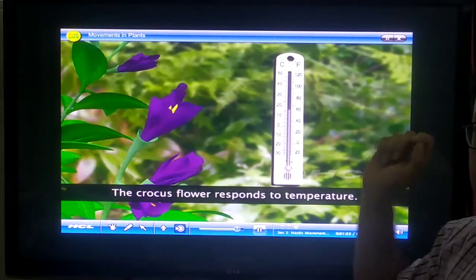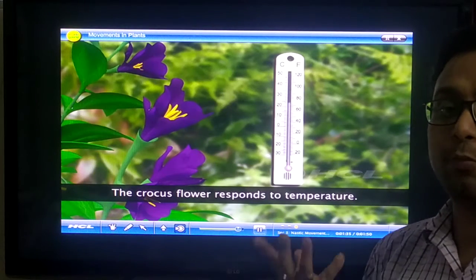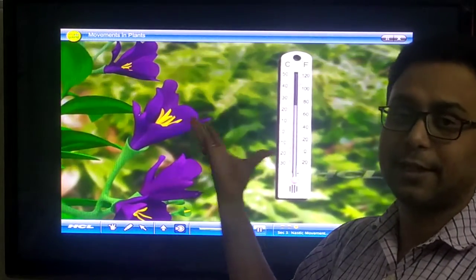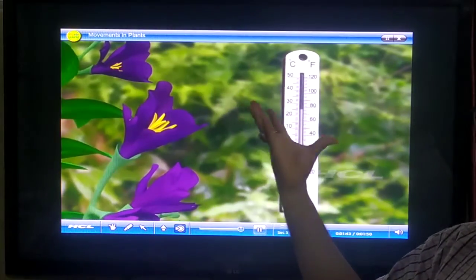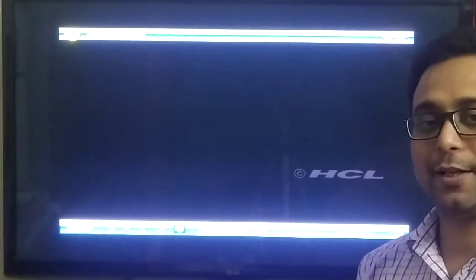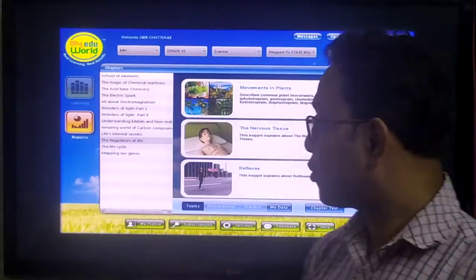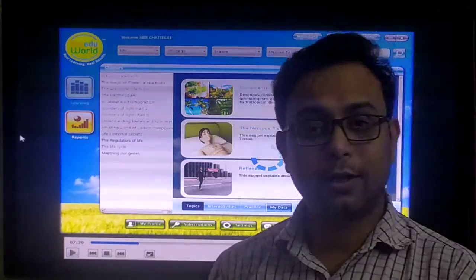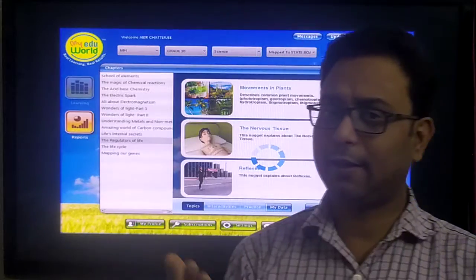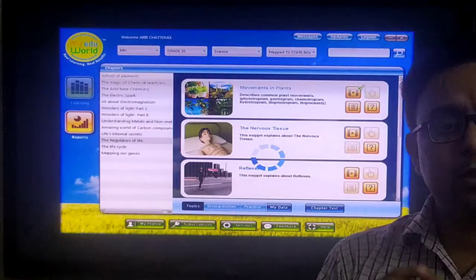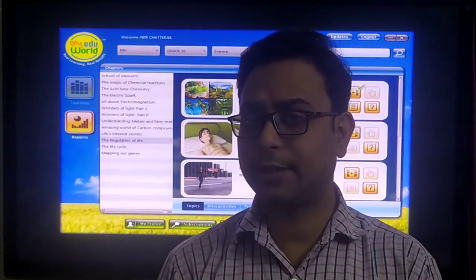Another important one is when temperature controls the movement, like the crocus flower, which responds to a temperature of about 37 degrees. At that temperature flowering happens, but when the temperature is very low, flowering does not happen. So temperature controls the movement, which means it is thermonasty. This topic is very easy, right?